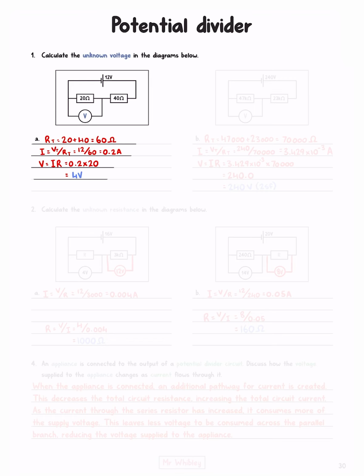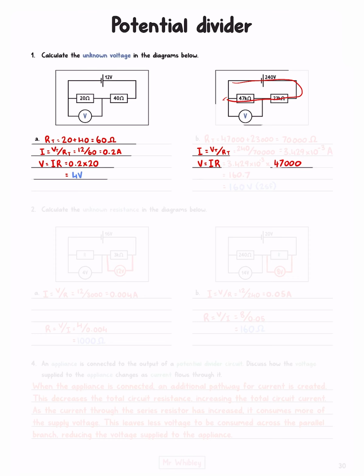In our next circuit, we have a 240 volt source connected in series to a 47 and 23 kilo ohm resistor. Our unknown voltage is across the 47 kilo ohm resistor. For this question, our process is going to be much the same, where we're going to use V equals IR, where we know the resistance. However, we need to find the current, knowing that current is total voltage over total resistance. And once again, because this is a series circuit, the current flowing through the circuit is also the current flowing through the 47 kilo ohm resistor.